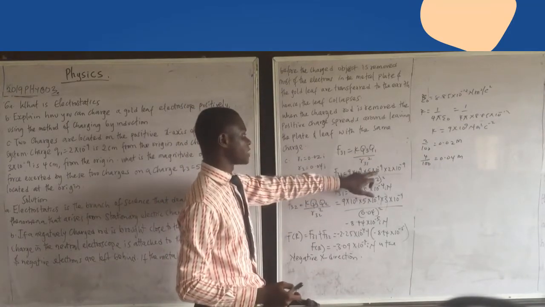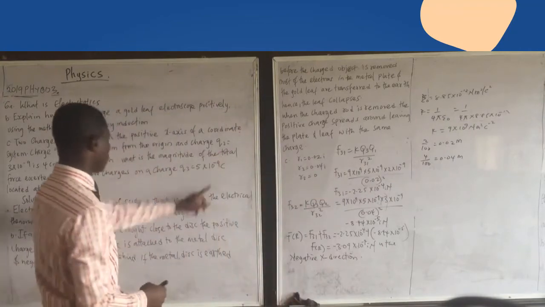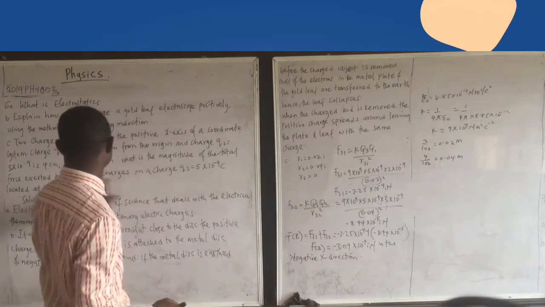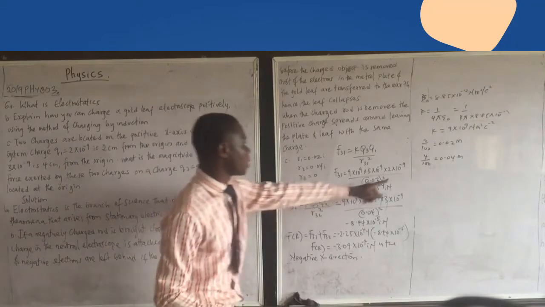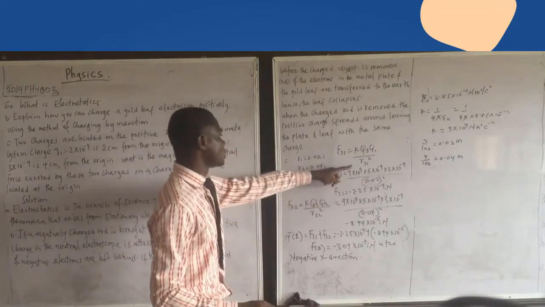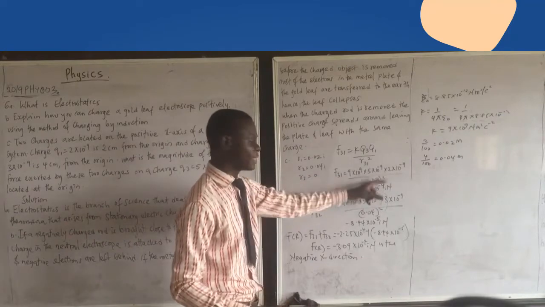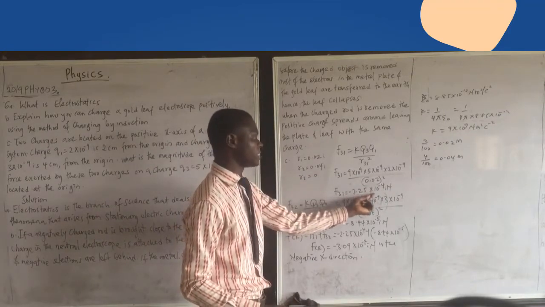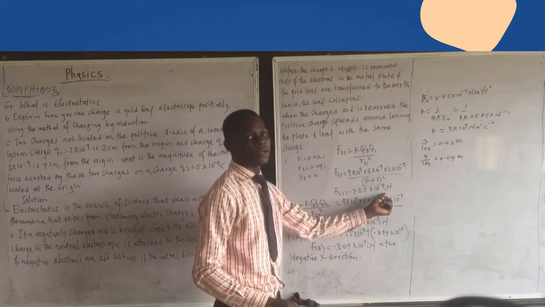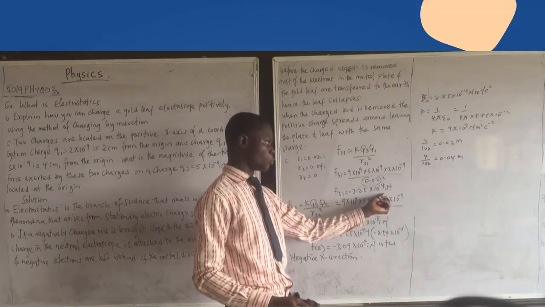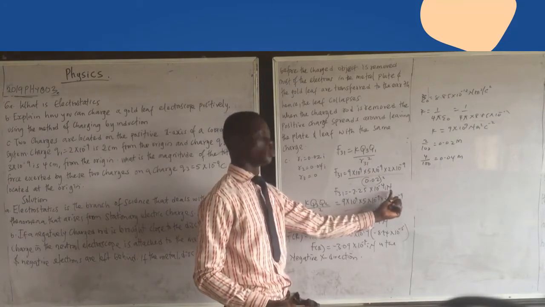Q3 is 5 times 10 to the power minus 9 from our question. Q1 is 2 times 10 to the power minus 9 from our question over R31, which is 0.02 square. If you multiply all that and divide, you get minus 2.25 times 10 to the power minus 4. It is a vector, so you put your i, then your unit of force, Newton.